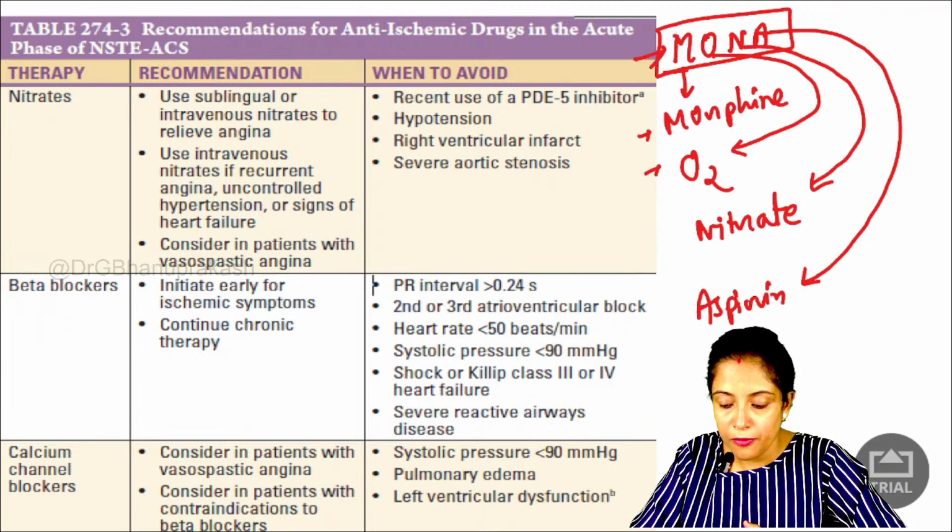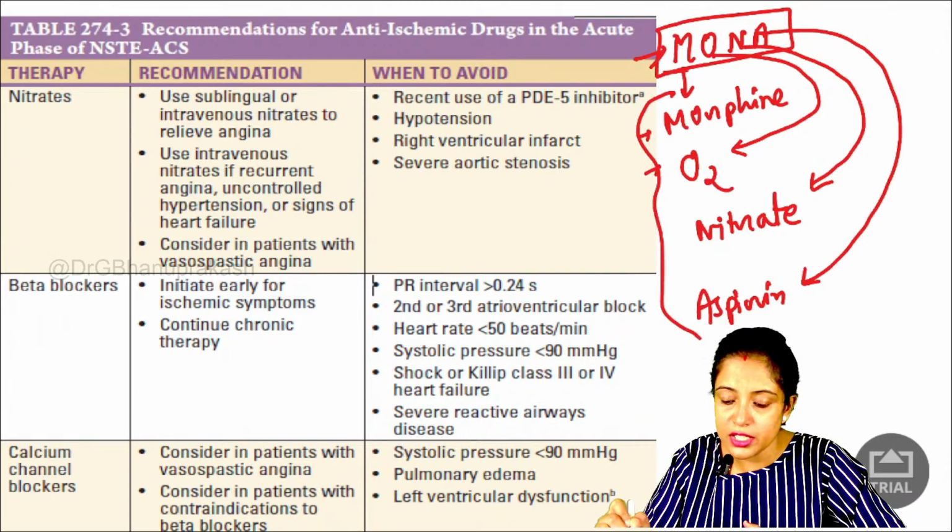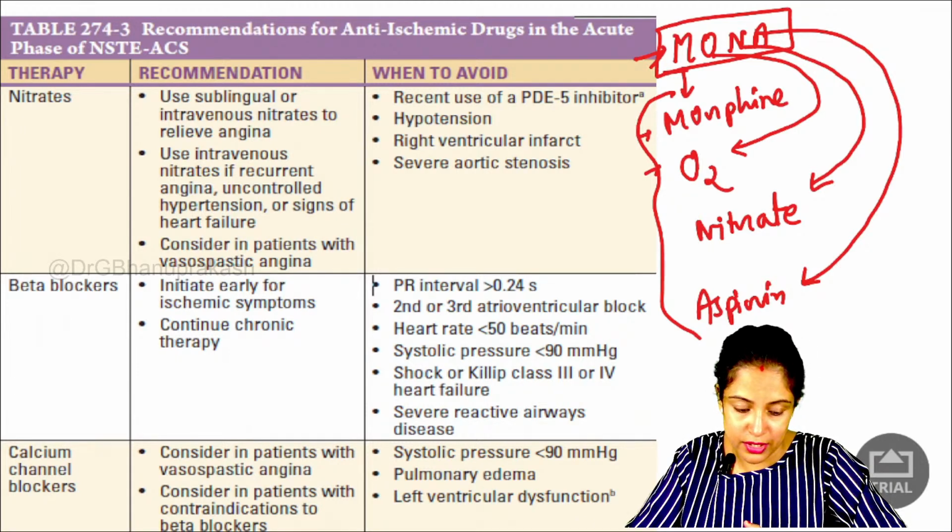Okay? So morphine for reduction of the pain, oxygen as I have already mentioned, nitrate as an anti-ischemic measurement, and aspirin also the first choice as an antiplatelet. So in short, you can remember as MONA. This is just for easy remembering.